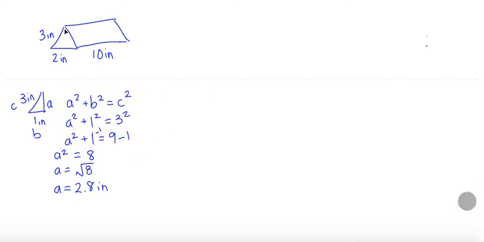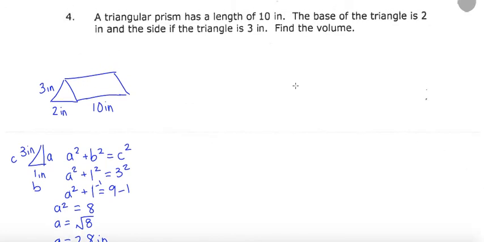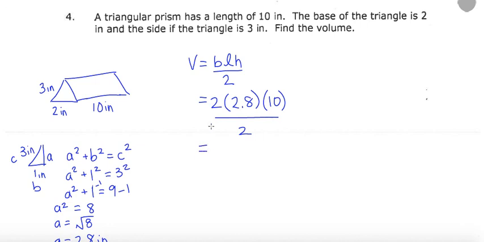So now that we have the height of this triangle, now we can solve for the volume. So the volume of a triangular prism is base times length times height divided by 2. So in this case, our base is the base of the triangle, so 2. Remember from the formula, the length was actually the height of our triangle, so that becomes our 2.8. And the height is the height of the prism. In this case, it's going to be 10, and we're going to divide this by 2.